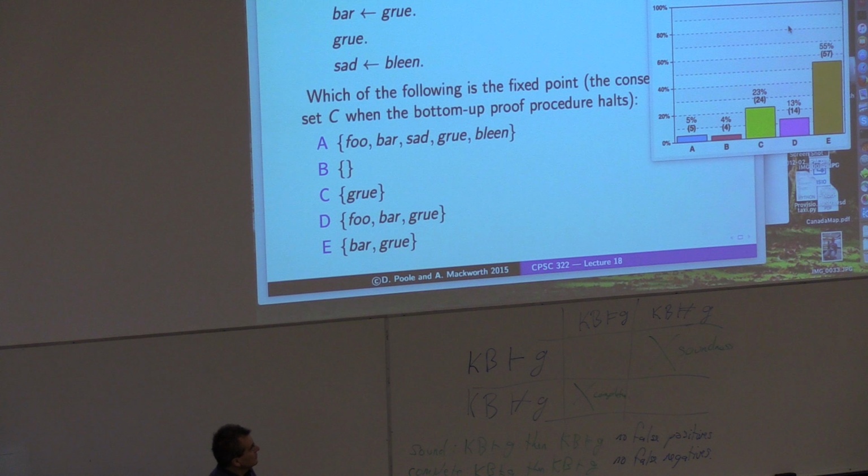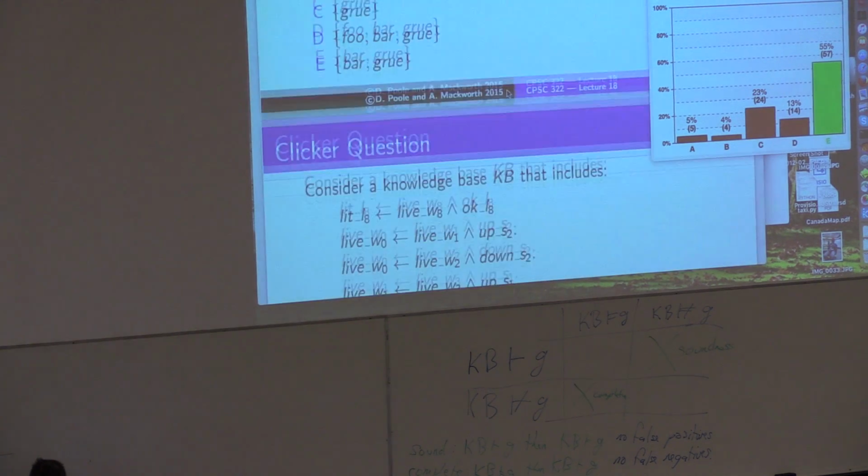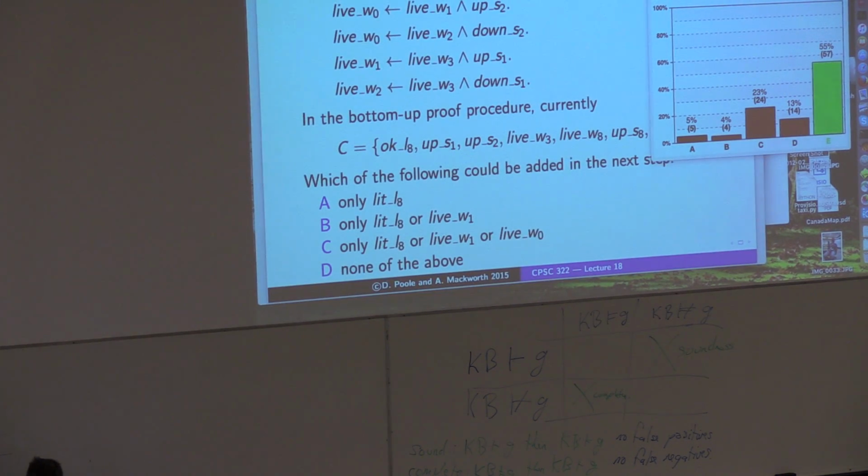We can't add foo because we don't have sad in there, and we can't add sad because we don't have bleen, and we can't add bleen because there's no rules for bleen. Okay? Any questions about that? So the answer is E. And let's do one more.